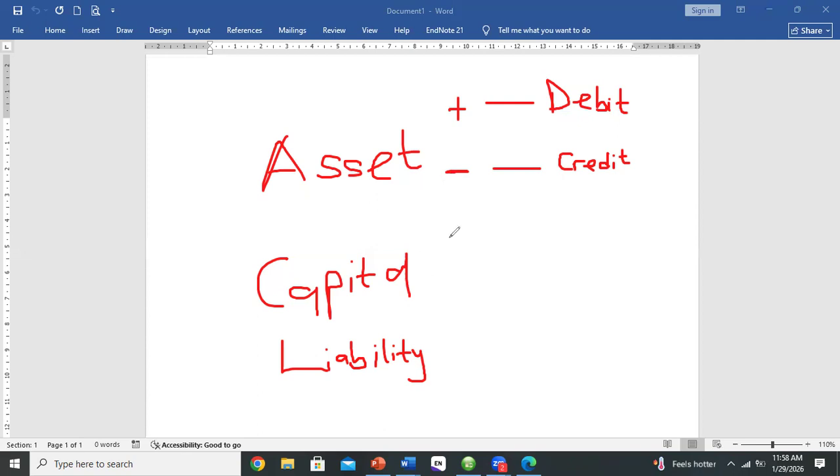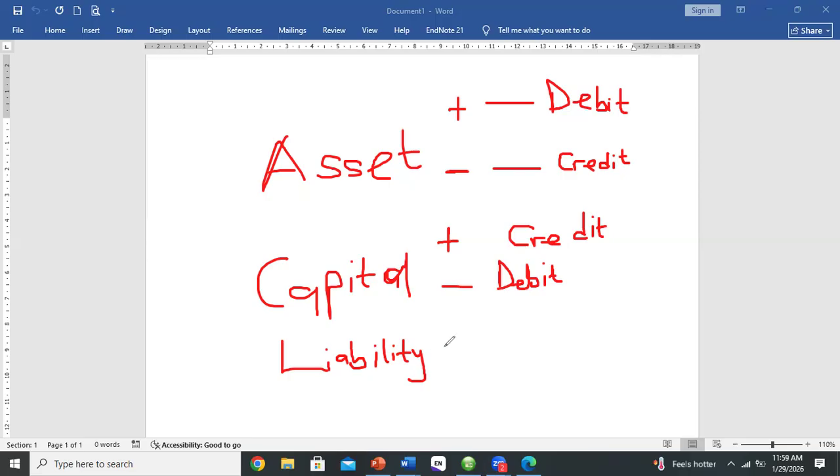Now for capital, when capital is increasing, we credit. Okay? And when it is decreasing, we do what? We debit. So at this point, at least, you know that capital is what the owner is investing, right? The resources the owner of the business is investing in the business. So you can tell whether that investment is increasing or decreasing, and then you appropriately do the entry.